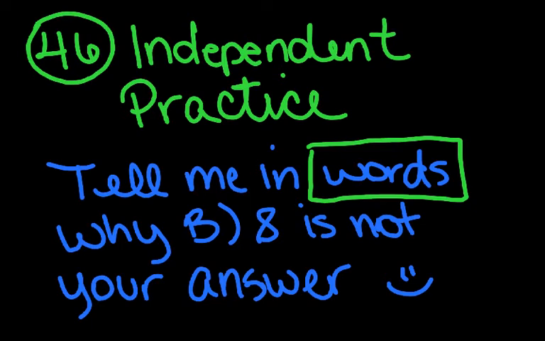For number 46, the independent practice side, go ahead and flip the paper over. Instead of that question, go ahead and mark that question out. What I want you to do is tell me in your own words why B, which was 8 coins, is not the answer. I want you to tell me in words, though. Don't show me the work. Tell me in actual words why B is not your answer.